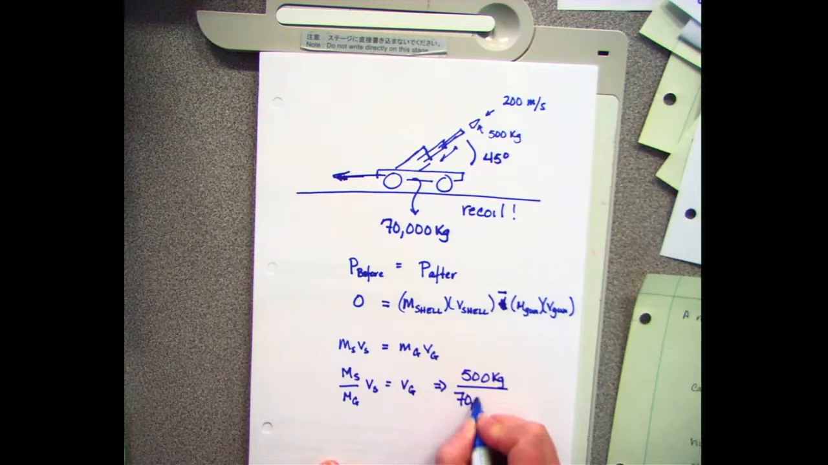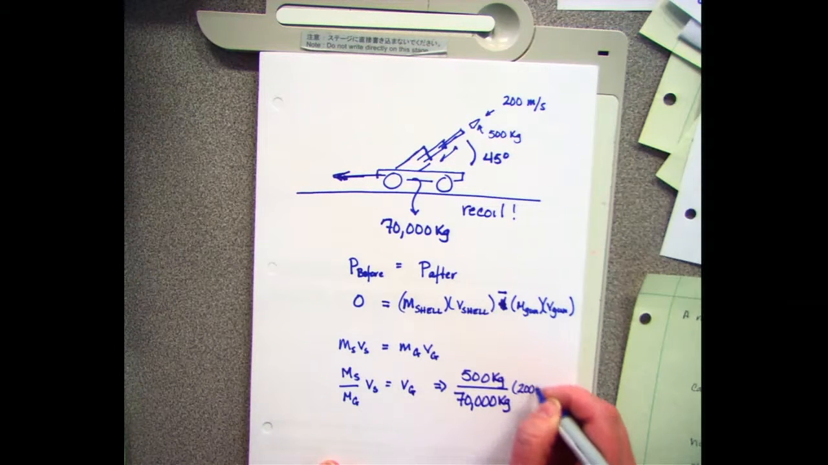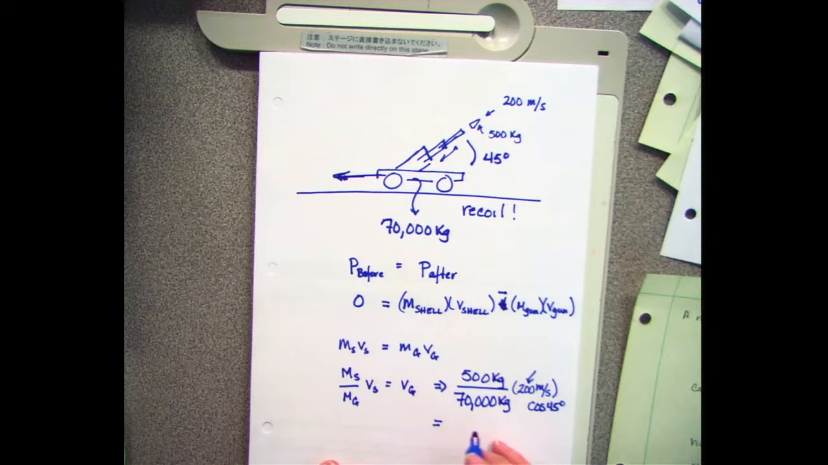which now means that my shell is 500 kilograms. The gun is 70,000 kilograms. The velocity of the shell is 200 meters per second. And if I do the calculation, oops, I have to account for the angle. So that's 200 meters per second times cosine 45 degrees. And if I do that, this ends up being about 1 meter per second.